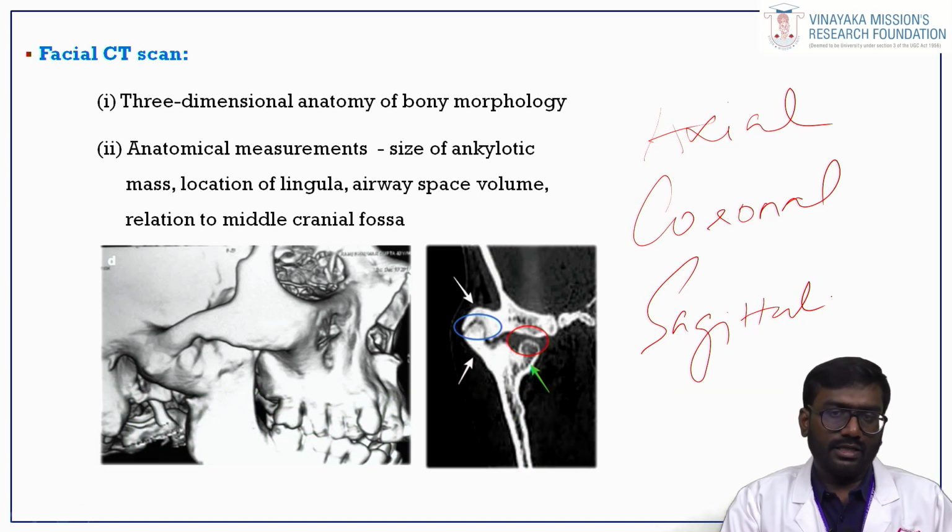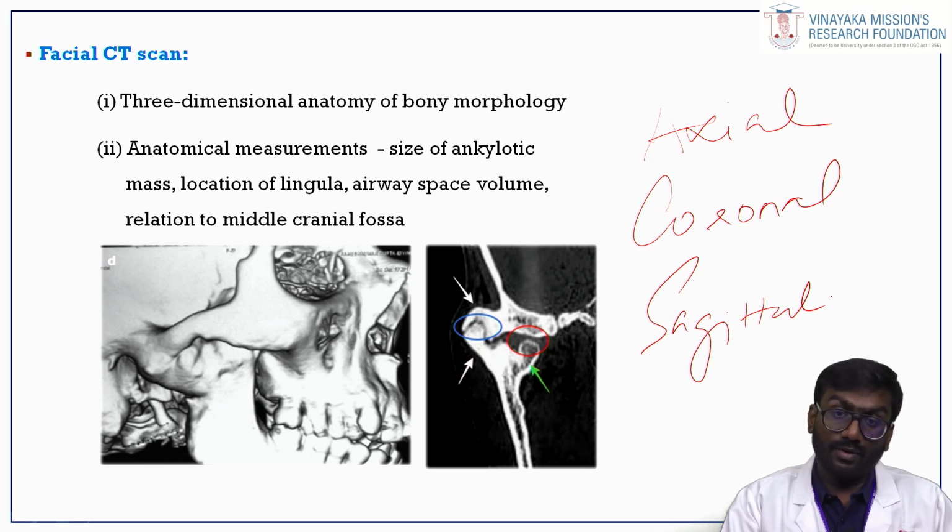Also, based on the image, you will come to know the size of the ankylotic mass, the amount of ankylotic mass that has to be resected in the surgery, the position of the lingula, the amount of airway, that is the posterior pharyngeal airway which I was talking about in the lateral cephalogram, and the relationship of the ankylotic mass to the middle cranial fossa. So you have a wide range of understanding about the amount of ankylosis and the amount of treatment that has to be delivered.